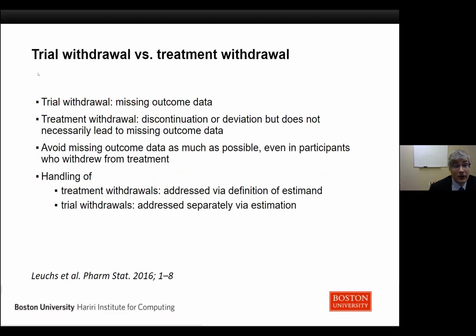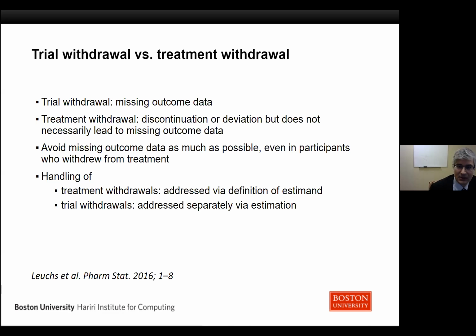So the third point I wanted to make to introduce this framework is the distinction between patients withdrawing from the trial as compared to patients withdrawing from treatment. In the first case, it will lead to missing outcome data. And in the second case, treatment withdrawal, it will not lead necessarily to missing outcome data. So that corresponds to discontinuing or deviating from the treatment as described in the protocol. But that doesn't lead to missing outcome data necessarily, because the recommendation is to avoid missing outcome data as much as possible.